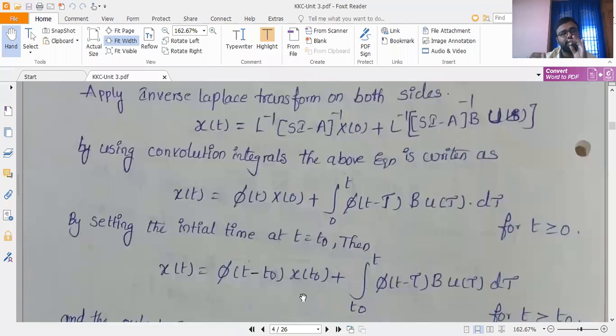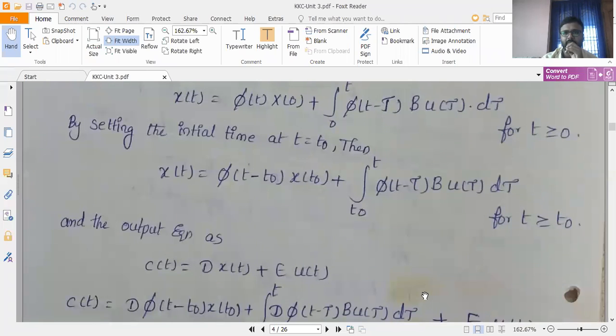What is the solution for the homogeneous state equation? It is simply x of t is equal to phi of t minus t naught into x of t naught. But for the non-homogeneous state equation, apart from this solution, we are going to consider the convolution integral of this particular function, that is integral from t naught to t phi of t minus tau into b into u of tau d tau.